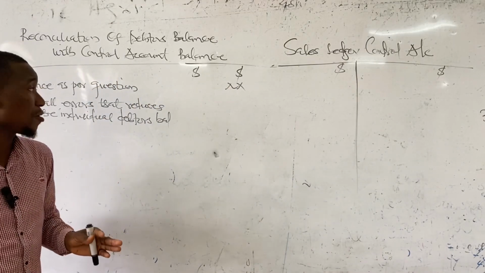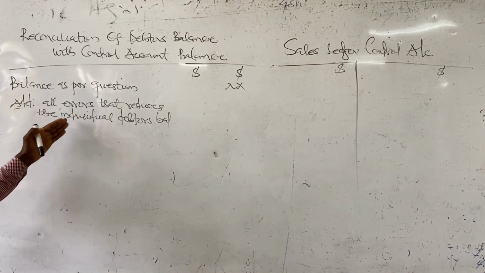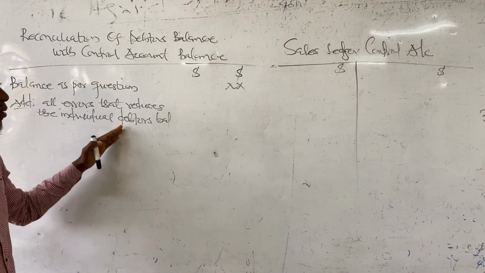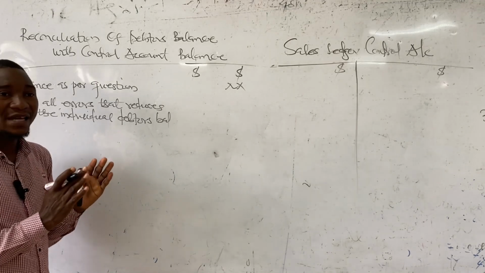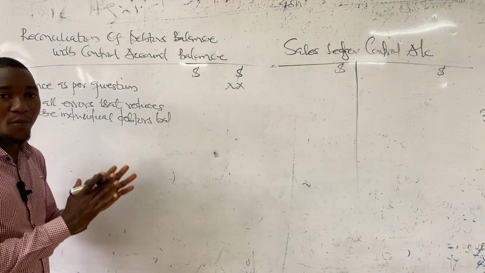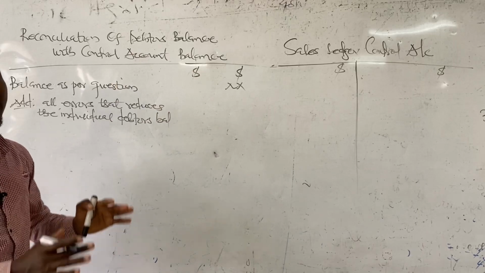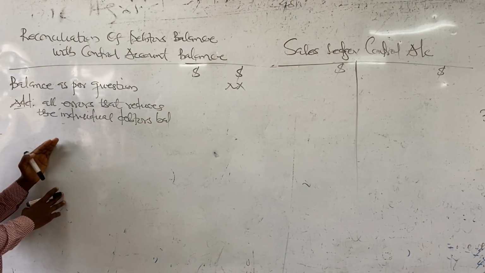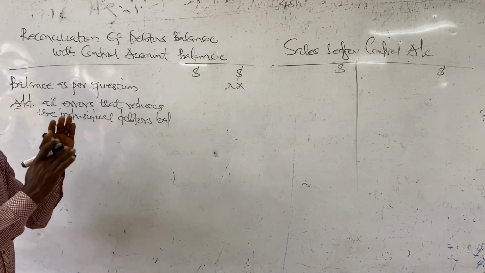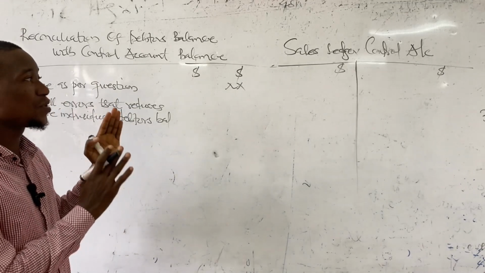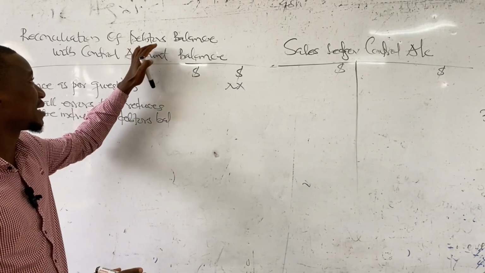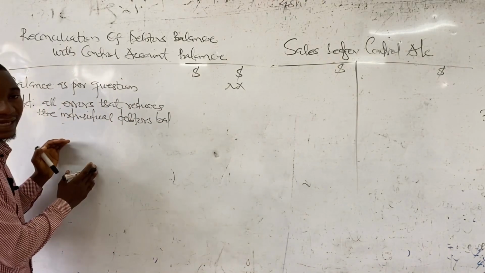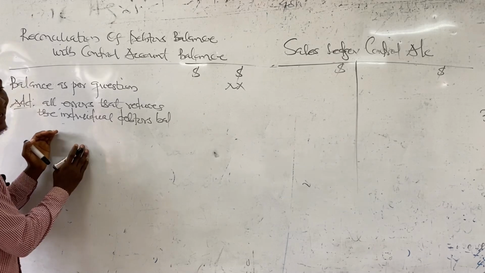So there are several errors that reduce the individual debtors balance, and I will not write them, but I will mention them. All items that are supposed to be debited to a normal individual debtors account, if they are not recorded, will reduce the debtors balance. And all items that are supposed to be credited to a normal debtors account, if they are overstated, will reduce the debtors balance and should be added.